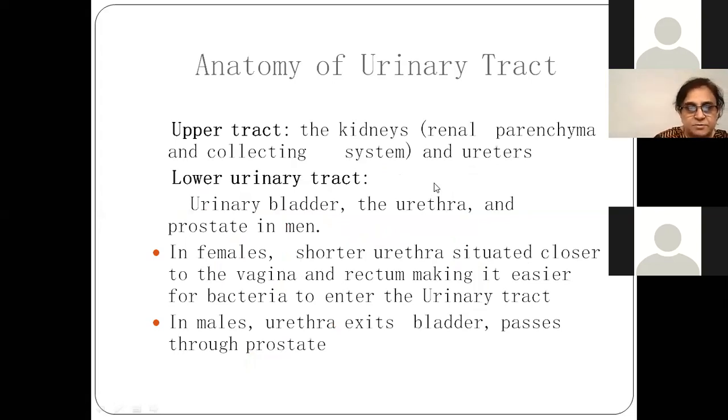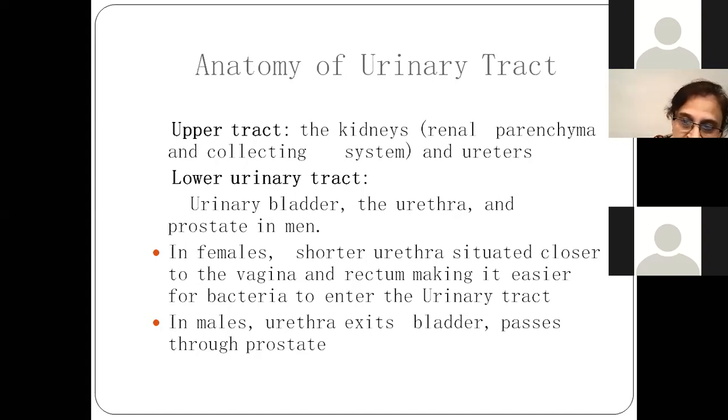So this is the repetition: the upper urinary tract and the lower urinary tract. The kidneys are included in the upper urinary tract, and ureters. Kidneys, along with the renal parenchyma and all the collecting tubules, are considered part of the upper urinary tract. What is present in the lower urinary tract is the bladder, urethra, and prostate, as we just saw. And the difference in anatomy of the male and female urinary tract in fact predisposes females and males to infections.